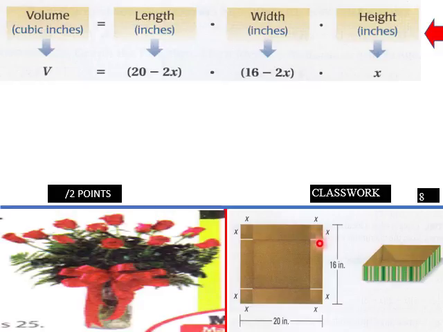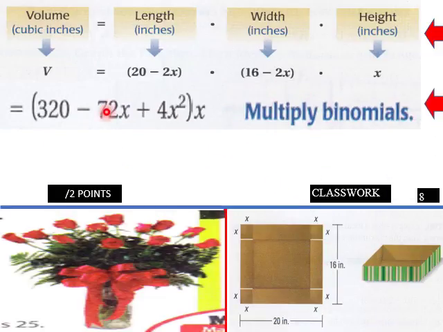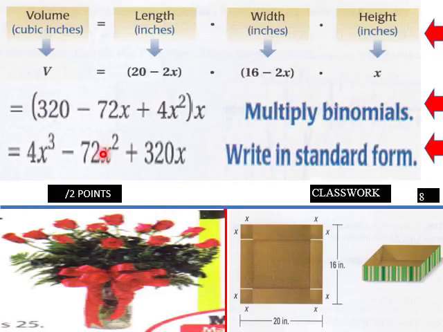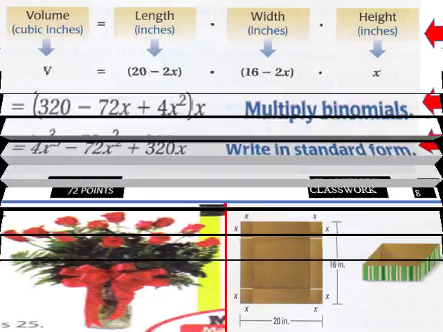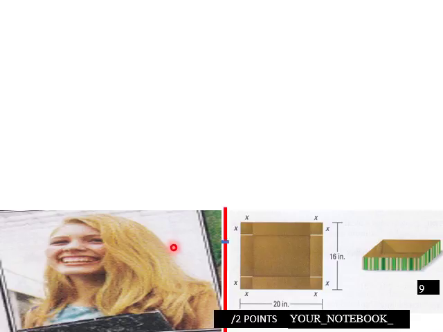16 minus 2x here, times x, which is the height here. We still don't know what our height is going to be. That's really what we need to find. So we multiply this all together, and we end up with a cubic, third degree polynomial for the volume of this box. Of course, it would have to be a cubic polynomial for that.